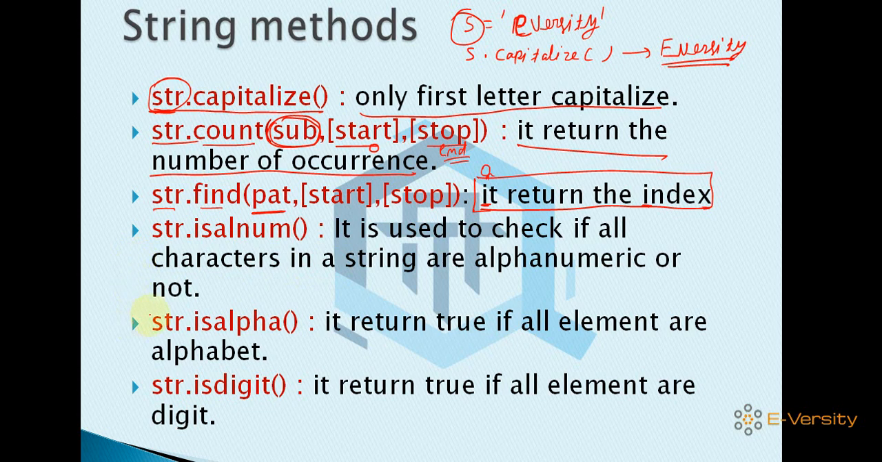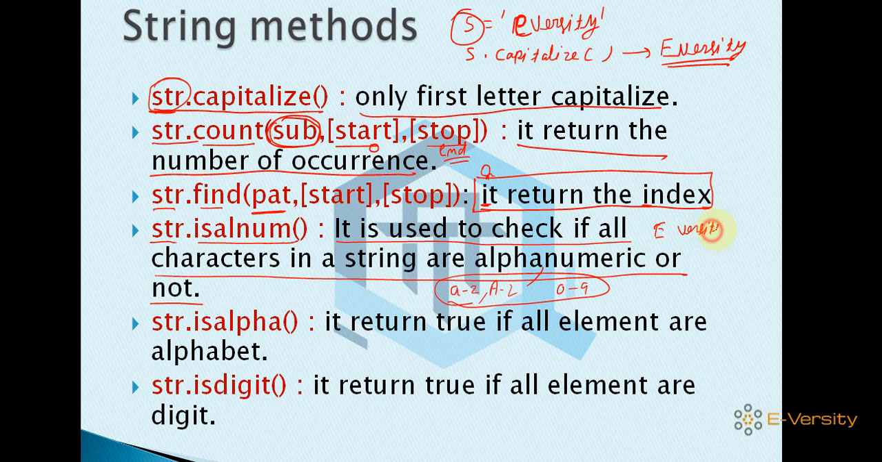Now the next is str dot isalnum. Isalnum is the function used to check if all characters in a string are alphanumeric or not. Alphanumeric means alpha plus numeric. Alpha is small a to z, capital A to Z, and numeric is 0 to 9. If a string contains only these characters, it is called alphanumeric. Suppose I am writing here E space varsity 1 2 3. These are the spaces.